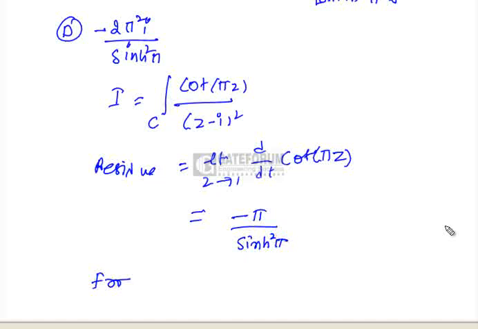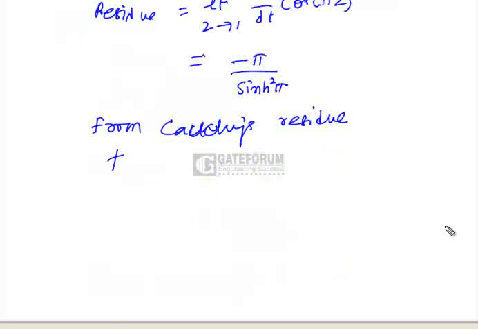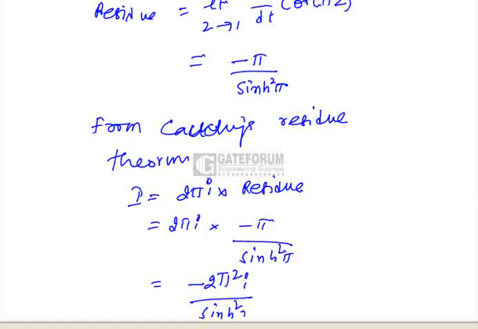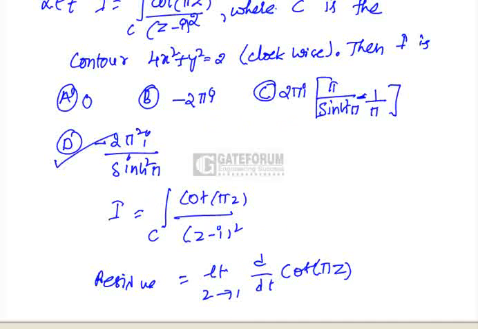Now from Cauchy's residue theorem, I is nothing but 2 pi i into residue. We know that the residue is minus pi by sinh square pi, so I will be equal to minus 2 pi square i by sinh square pi, which is nothing but option D.